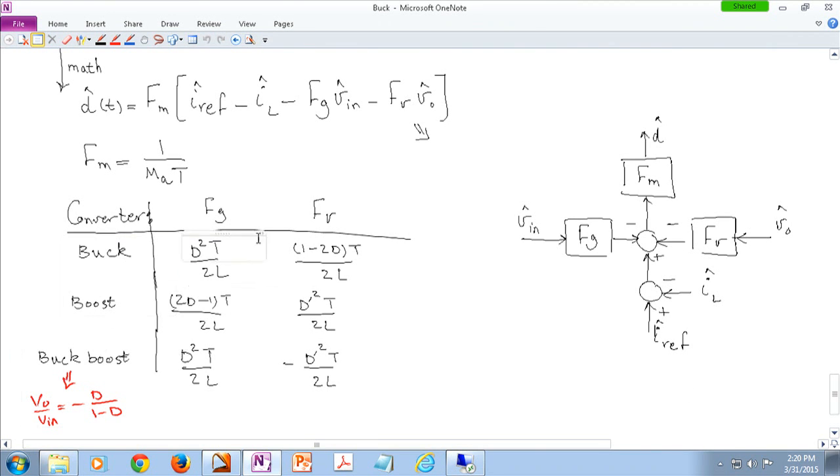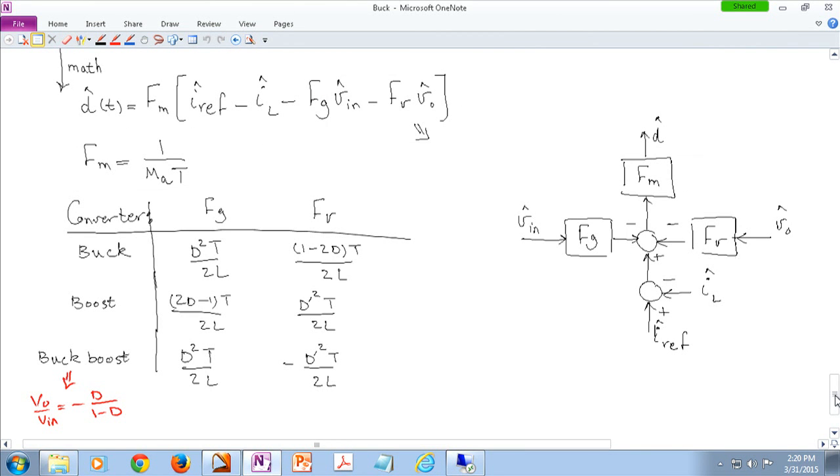Again, we have a table that is determining what these gains of F sub G and F sub V are, which is Fg here, Fv here, and F sub M is, for all these converters, 1 over M sub A times T, and M sub A was the slope of the auxiliary ramp.